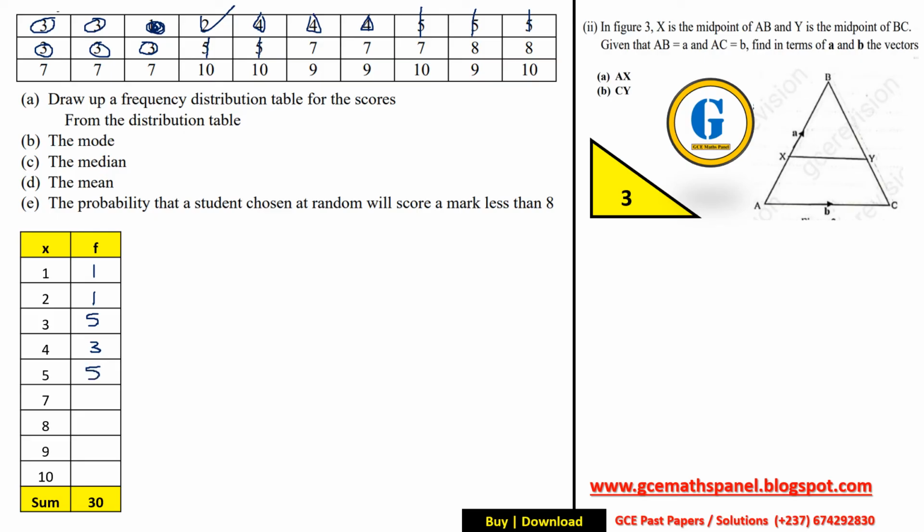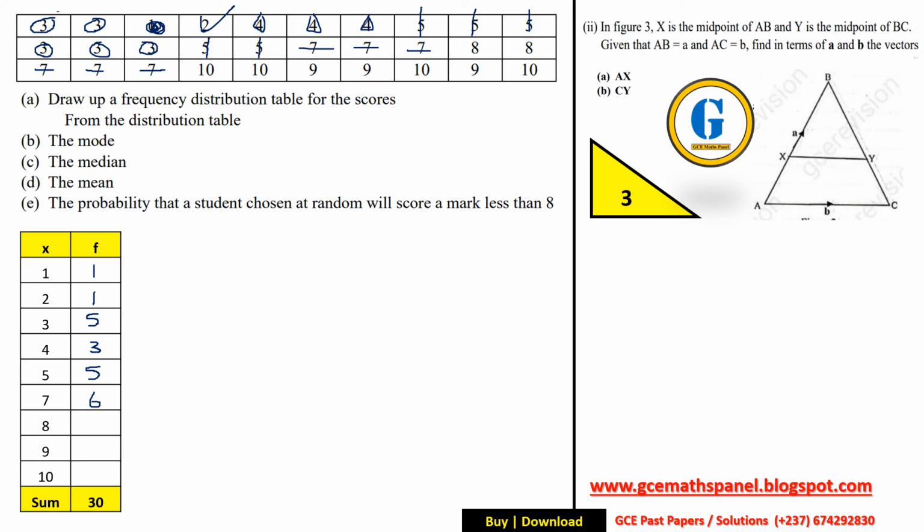Then for 7, how many of them? I'm going to use a horizontal line for 7. 1, 2, 3, 4, 5, 6. Right, there's 6 of them.